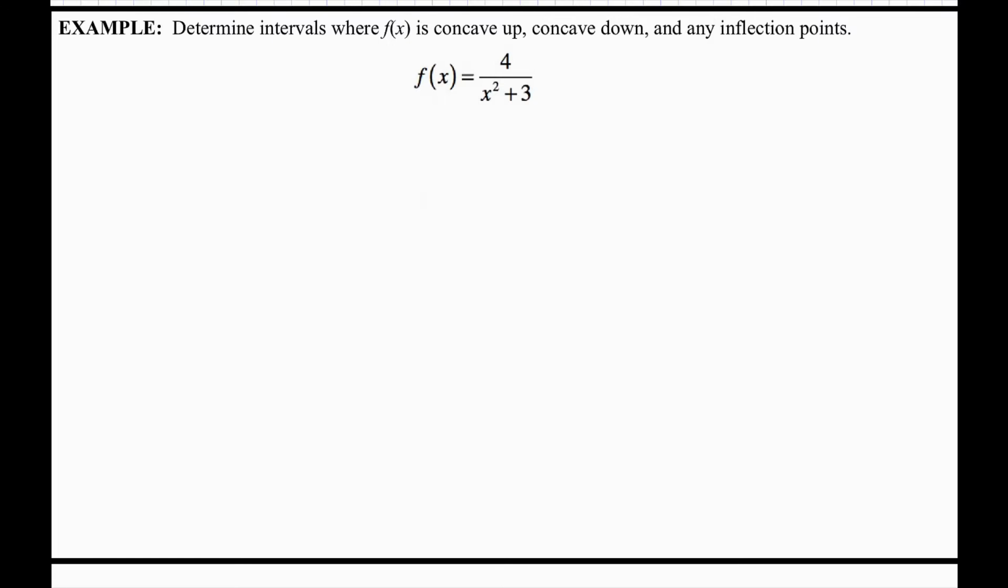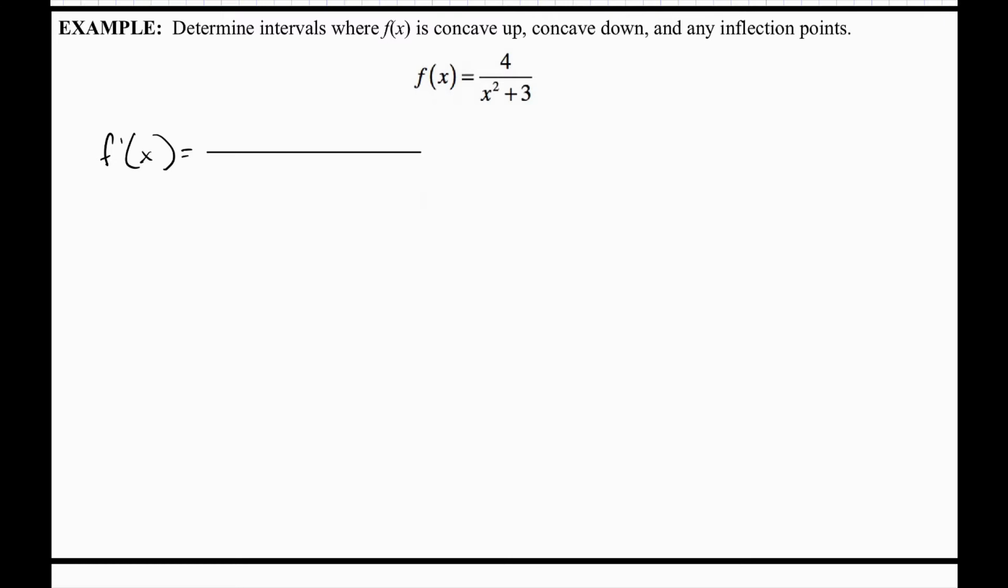Anytime you see anything about concavity or inflection points, that's always the second derivative. It doesn't matter if it's a function like this, or if they give you a graph or a table. You always have to have the second derivative, and if you don't have it, you have to find it. Since they give us the original, the first thing we have to do is find the first derivative. To find the second derivative, you have to find the first.